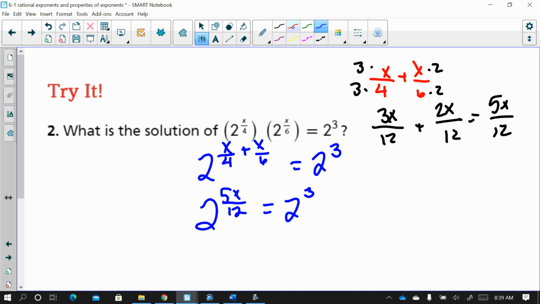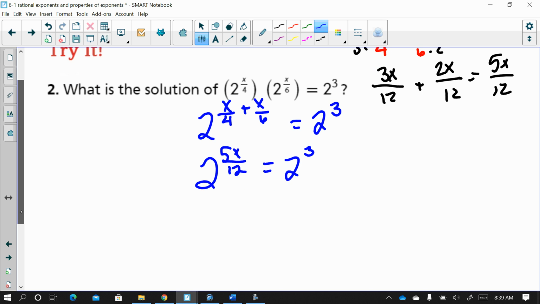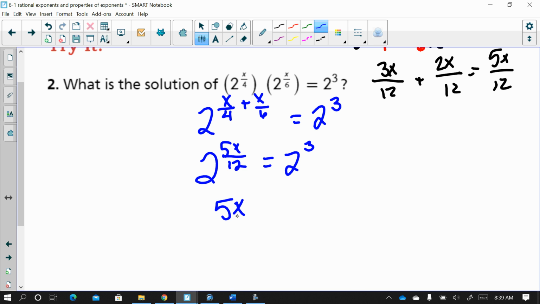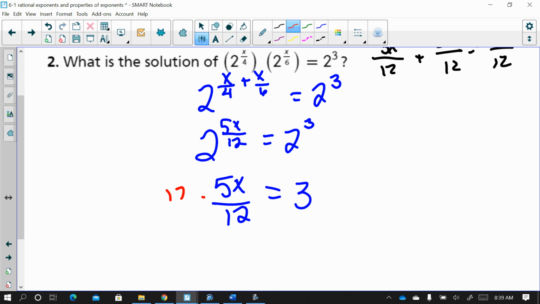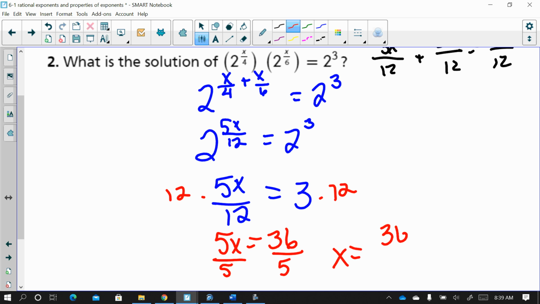Okay, well, the exponents have to be the same in this problem. So I can take 5x over 12 and set it equal to 3. How am I going to solve for x? Well, multiply both sides by 12. 5x equals 36. Divide by 5. X equals 36 over 5.